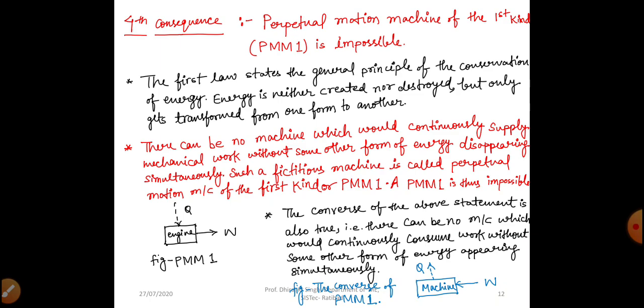So this is basically our fourth consequence of the first law of thermodynamics, that the perpetual motion machine of first kind, PMM1, is impossible.